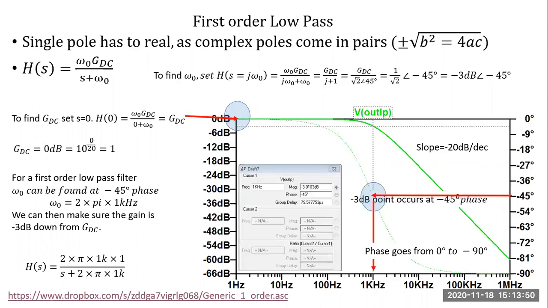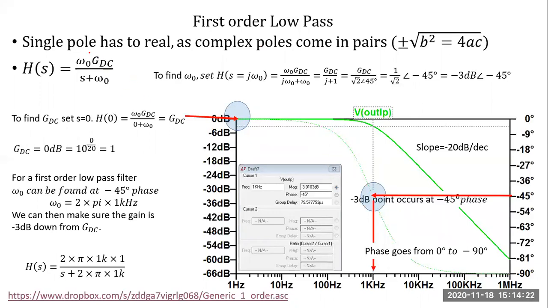So here is a first order low pass filter, right? And if it is first order, I can go in here and calculate that the slope is minus 20 dB per decade, right? So if it is first order, it has to be real, because in order to have complex poles, you have to have a second order system, all right?